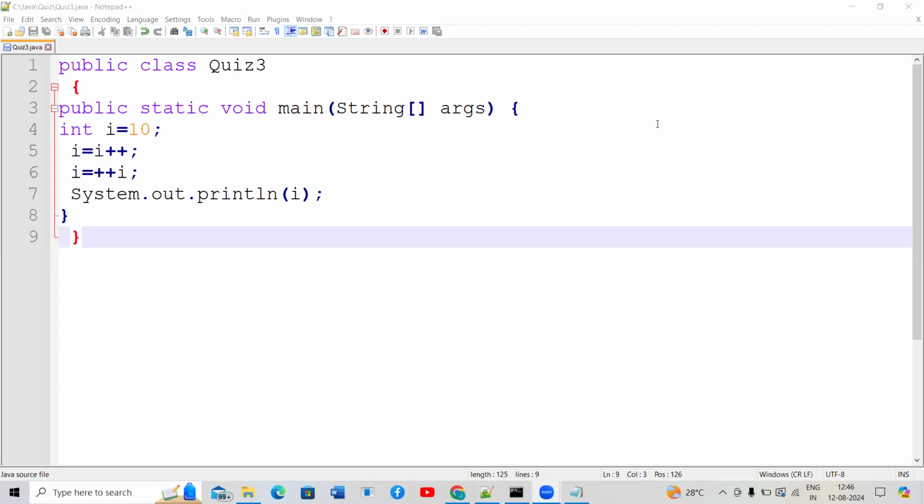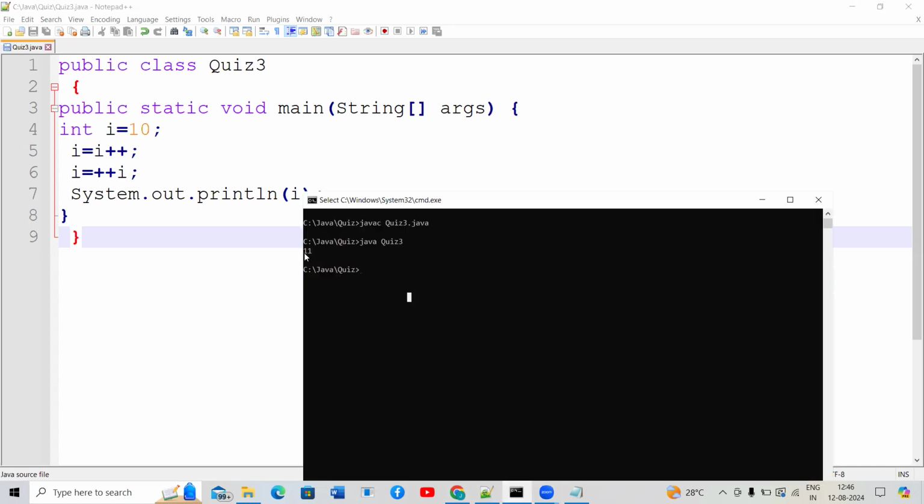So let's guess what is the output of this program. What do you think the value of I should be? Should it be 10? Should it be 11? Should it be 12? Do write in the comment box as to what it should be. Okay, let's check it.